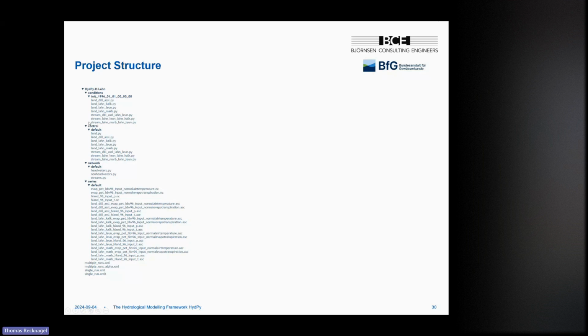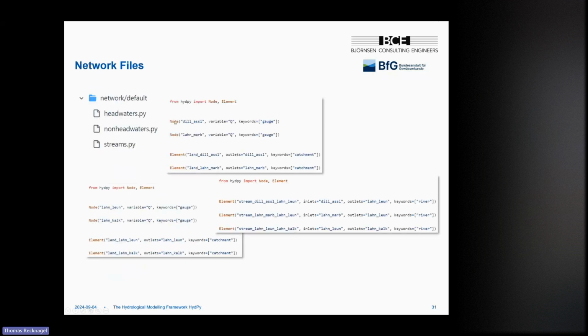We have a control folder where we define the models. We have a conditions folder with the initial conditions. And of course, we have a series folder with the forcings, with the meteorological input data. Let's start with the network folder.